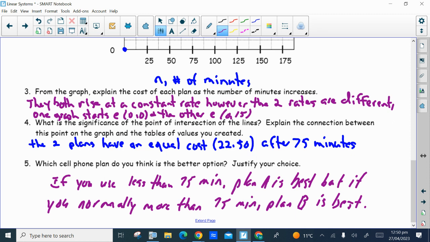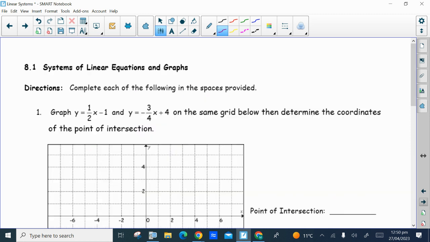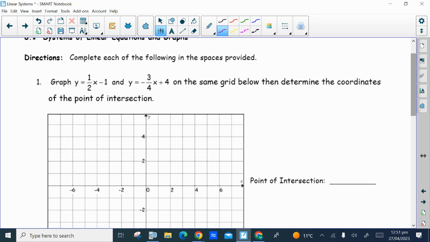So this is what we're going to be doing. Part of this chapter is graphing lines. And we're going to see where the two graphs intersect, because they tell us some information about the scenario that we're graphing. So on the next page, it says, graph those two lines on the same grid below, then determine the coordinates of the point of intersection.